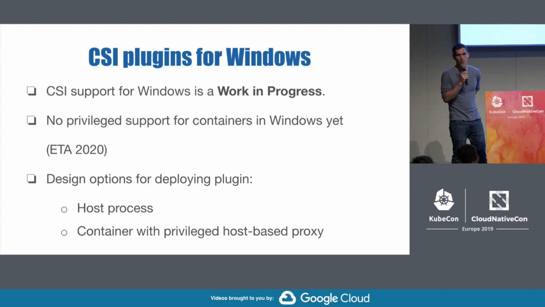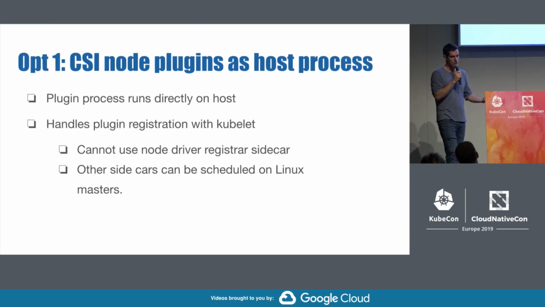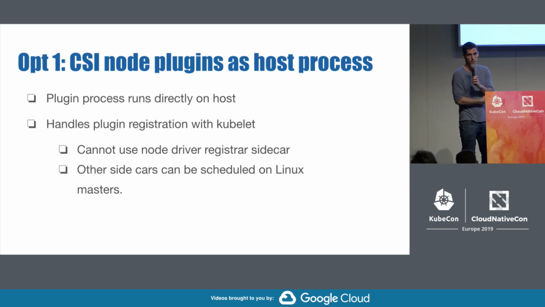And basically, the two main ideas we have today are either saying, OK, you can't write a CSI plugin in Windows in a container. It's just not possible. You have to do a host process. Or you can still write it in a container and somehow work around the problems that we talked about. The first solution is just saying, sorry, you can't use containers for this. You just have to run a binary that's going to be running on the host.